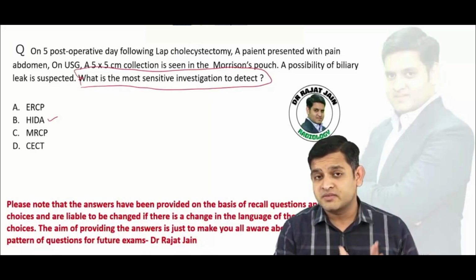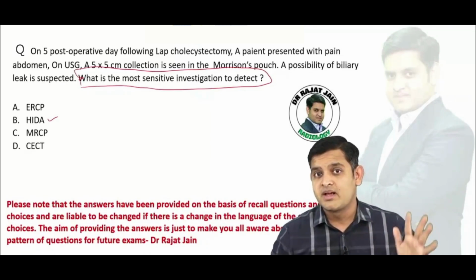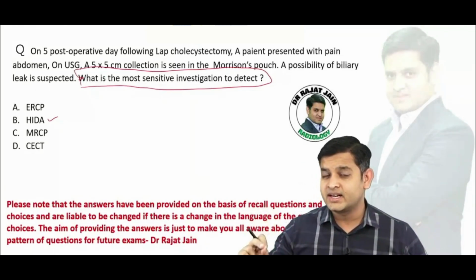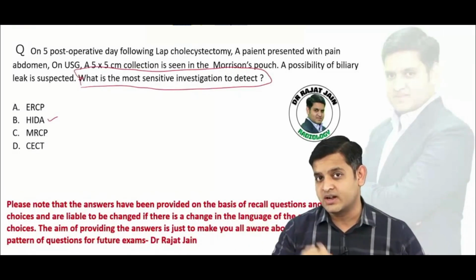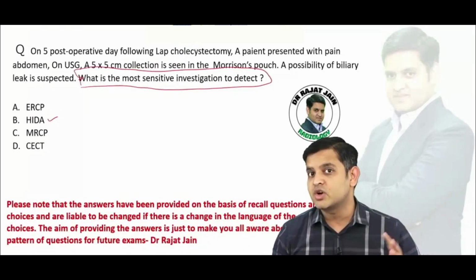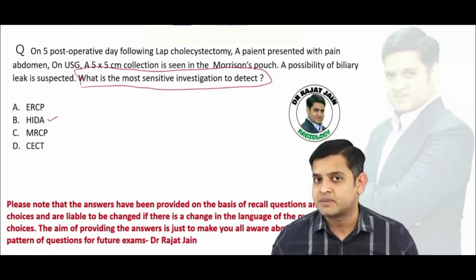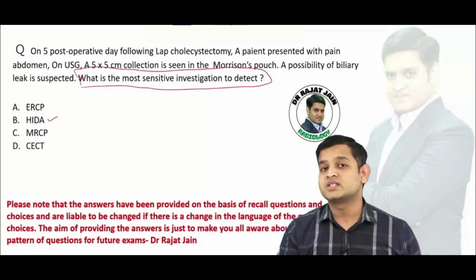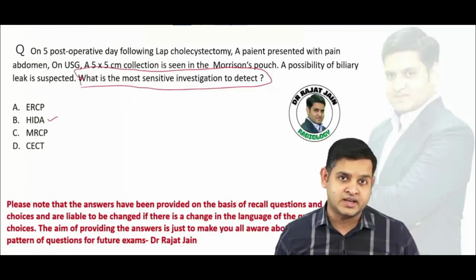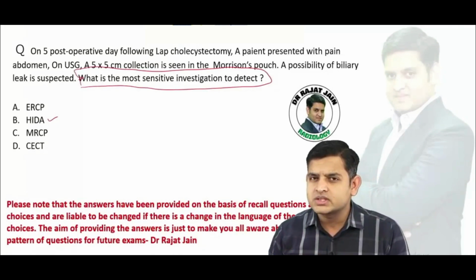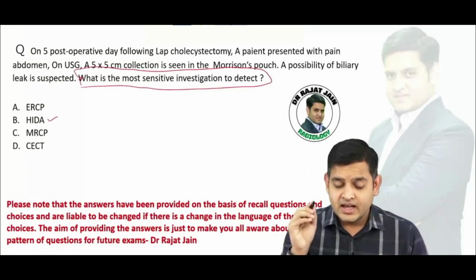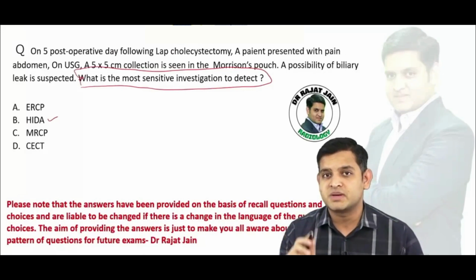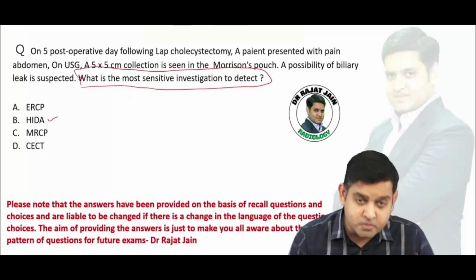Now in some cases where the facility of the nuclear scan is available, you go with the HIDA scan to identify whether this is a post-operative collection. Because if it's a post-operative collection, you will not see any pooling of gamma rays in that particular area. If it's a leak, you will see the pooling of gamma rays in that particular area. So there is a lot of controversy on that particular part, but yes, if the most sensitive investigation is being asked, I agree that it should be HIDA scan.